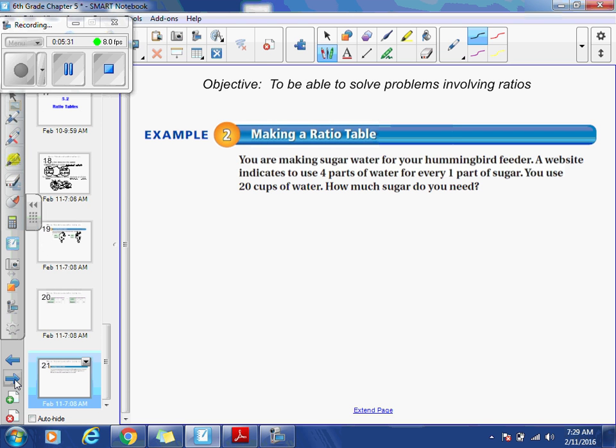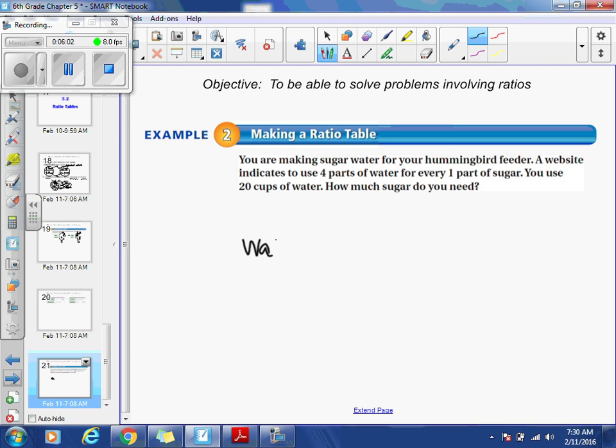Here are just a few more examples. All right, real life problem. You are making sugar water for your hummingbird feeder. So hummingbirds will be attracted to feeders if they have mixtures of water and sugar. And depending on what season it is, or how humid it is outside, you change the amounts of water and sugar, because sometimes they just really need the water, sometimes they really need that sugar for energy. So anyway, a website indicates to use 4 parts of water for every 1 part of sugar.